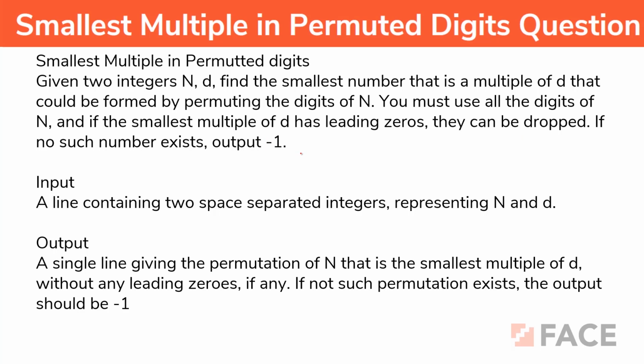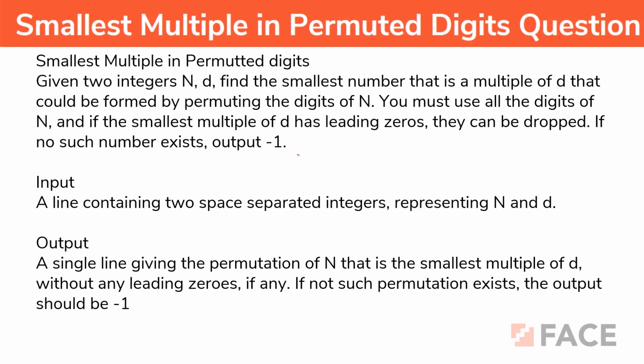So in the problem statement, they have given two input values of type integer, n and d. I need to permute the given value n, and I have to check whether the number is divisible by d or not, and the permuted number should be the smallest number. In case the number doesn't exist, I have to give my answer as -1. And one more condition they have mentioned: if I have leading zeros, I should drop those leading zeros. That is what they have given in the problem statement. I hope you are clear with the question now.